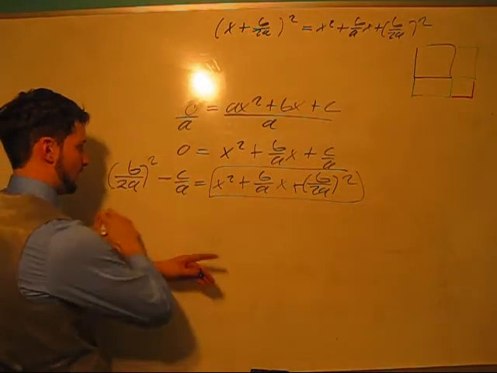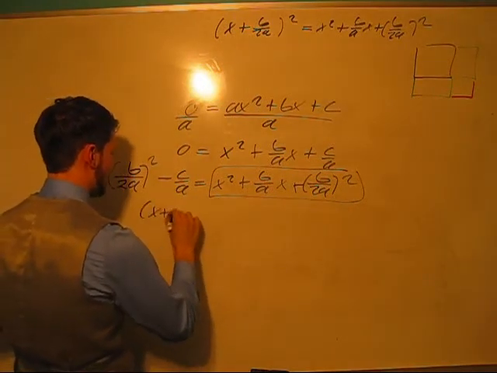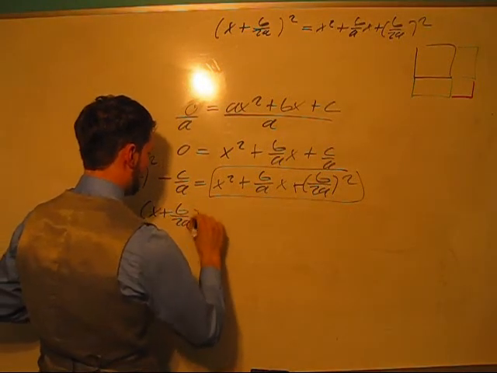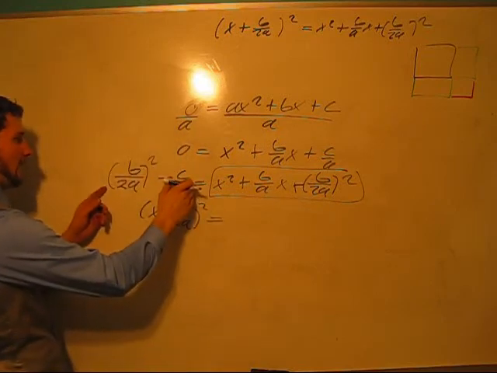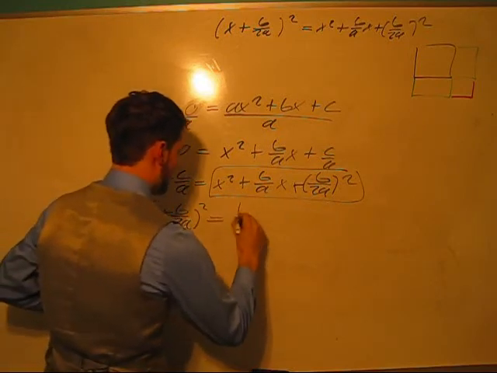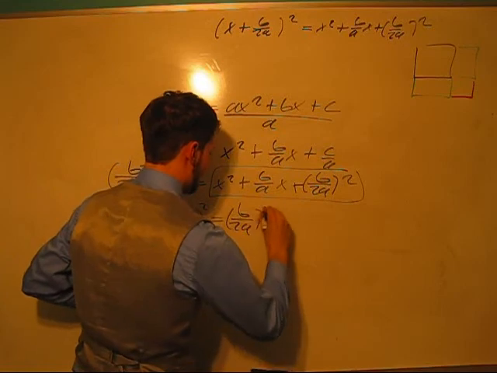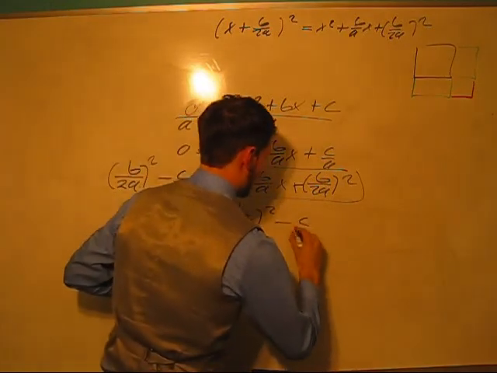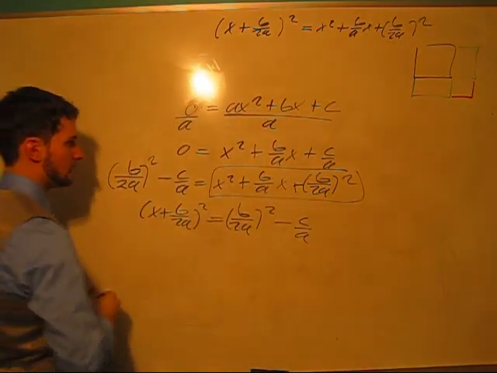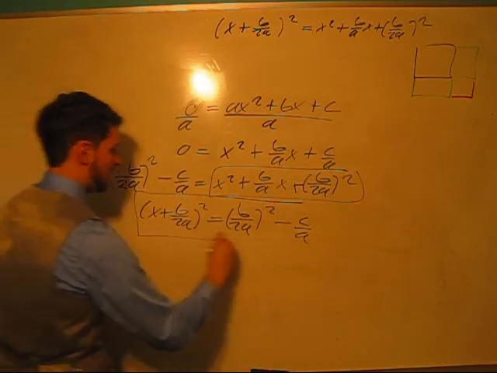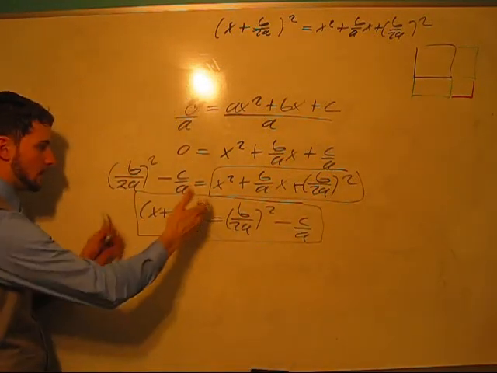And I'm just going to write this the other way around. So this is (x plus b over 2a) squared is equal to, and again, I'm just putting this over here, (b over 2a) squared minus c over a. And in this particular instance, we see that unlike the last time, we have just the perfect square on one side.